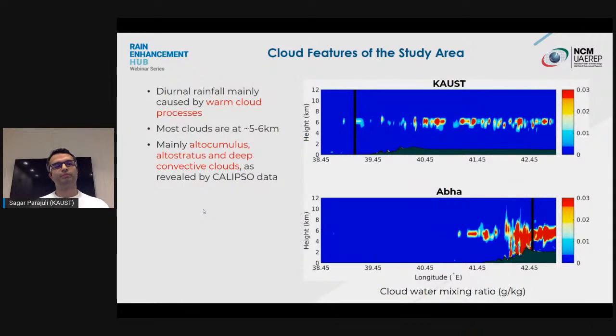Talking about the cloud features, diurnal rainfall is mainly caused by warm cloud bursts. Here we're talking about warm clouds, not ice clouds. These clouds are found at a height of 5 to 6 kilometers, mainly altocumulus, altostratus, and deep convective clouds, as revealed by CALIPSO data.